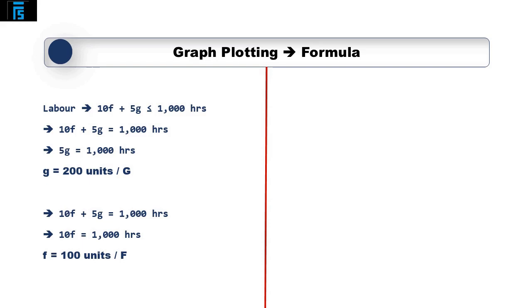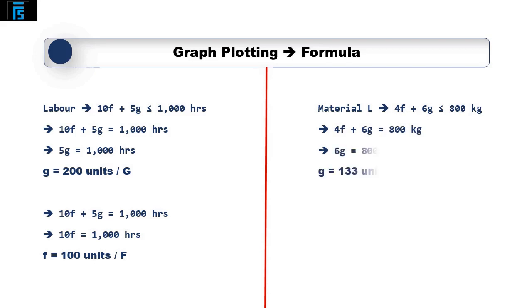We also follow the same idea with regards to material L. The formula that we produced was to state that 4F plus 6G needs to be less than or equal to 800 kilograms. Again, we are going to assume that we use the full 800 kilograms and turn the formula into 4F plus 6G equals 800 kilograms. If we assume we don't make any francs, the formula becomes 6G equals 800 kilograms, and therefore G is 133 units of product greeter. Assuming we don't make any greeters, the formula becomes 4F equals 800 kilograms, and we would therefore make 200 units of franc.